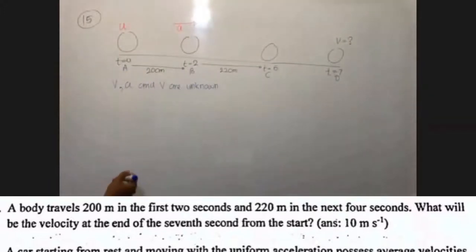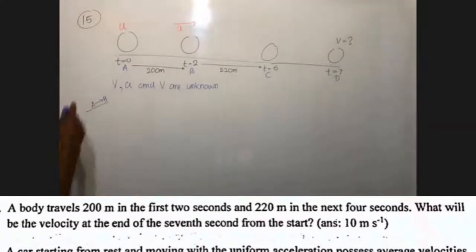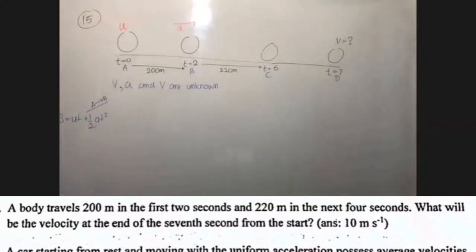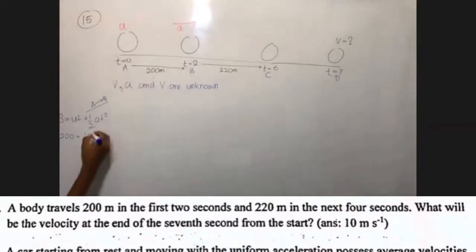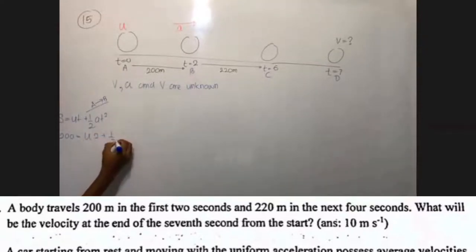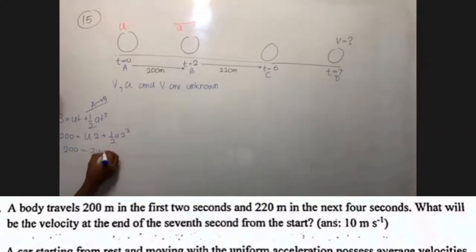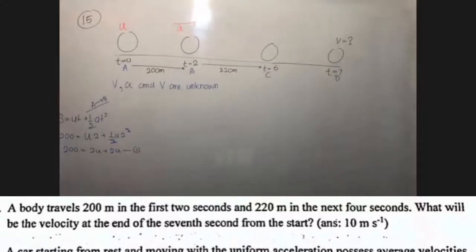So what you're going to do is, from A to B, first of all, apply S equals UT plus half AT square. So what is S from A to B? 200. What is the initial velocity? U, unknown. The time taken is 2 seconds. Acceleration, unknown. Time taken, 2 square. So 200 is equal to 2U plus 1 square to 2 cancels out, 2A. One equation. I have got one equation now.